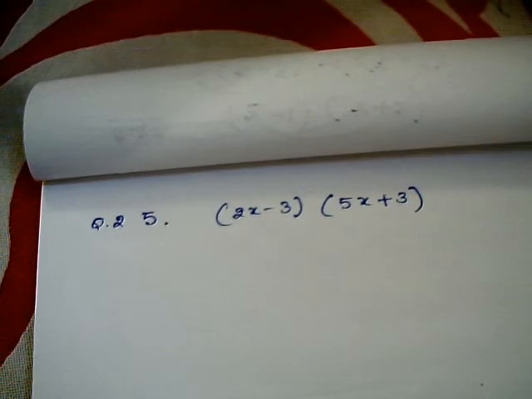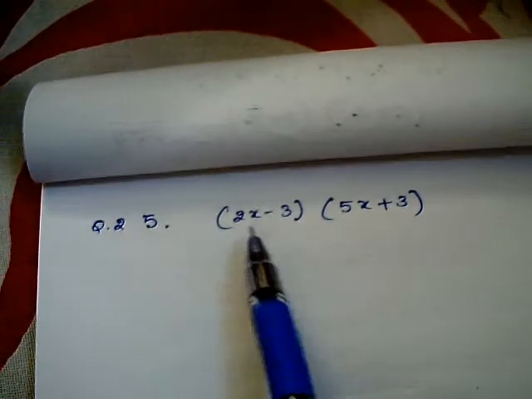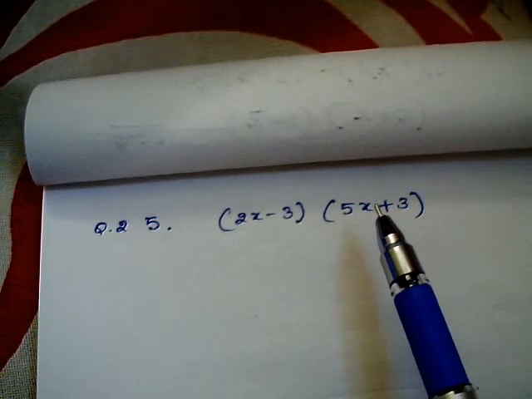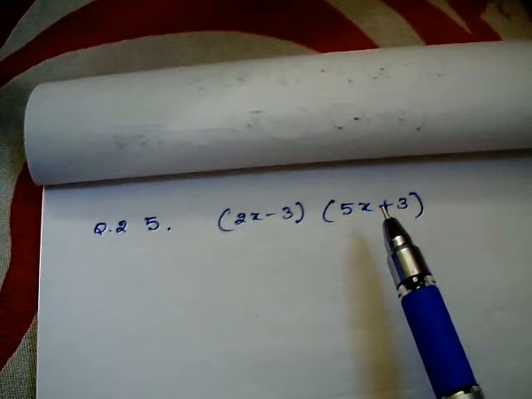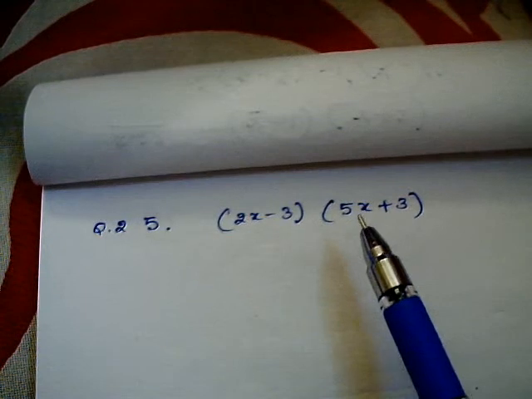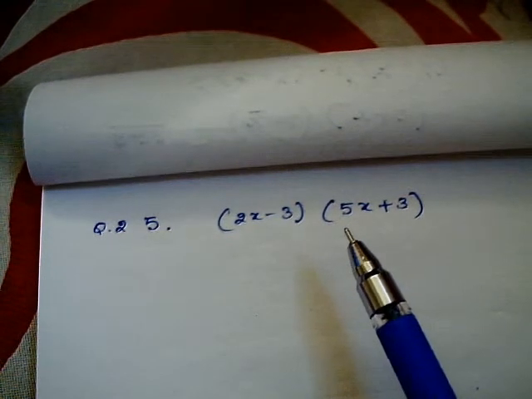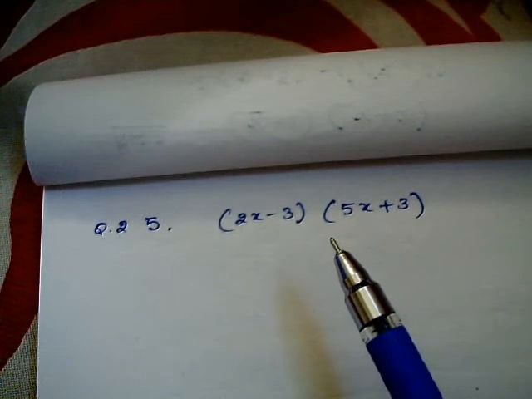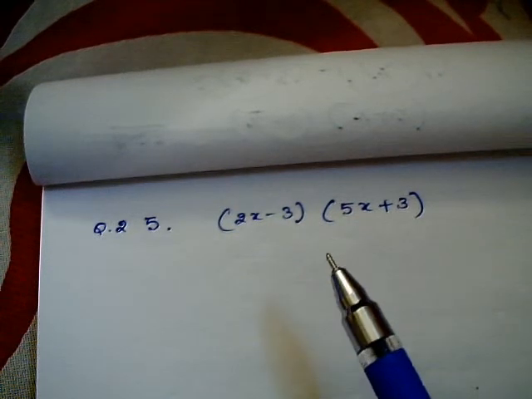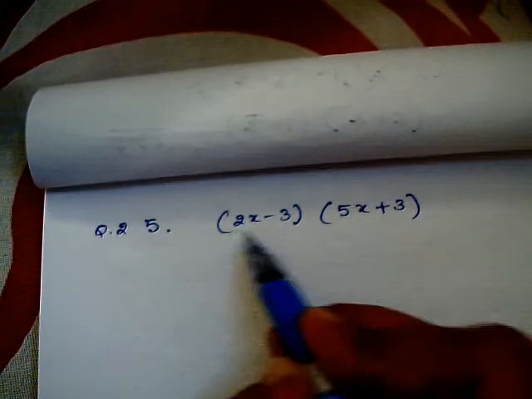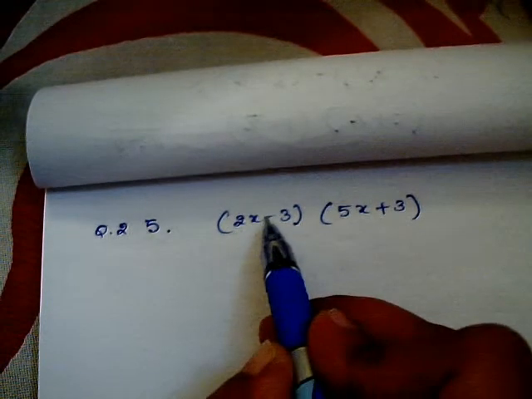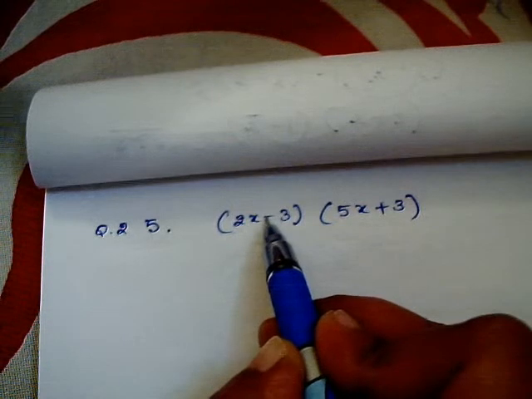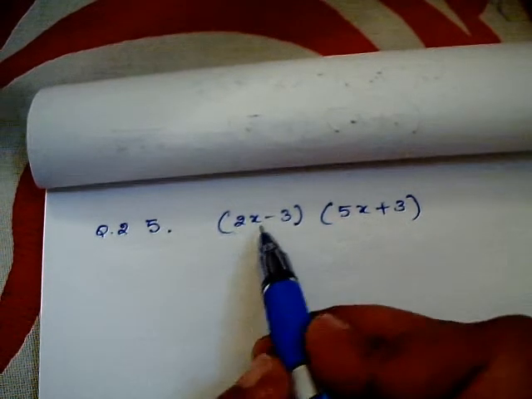So the first question is (2x - 3)(5x + 3). I have already explained multiplication in the last videos, and the same procedure I need to follow here. The problem comes only when there is a negative sign, so in that case you need to be careful. Here inside the first parenthesis, this term is negative, so when you are operating with a negative sign, you need to be careful. So let's see this question.